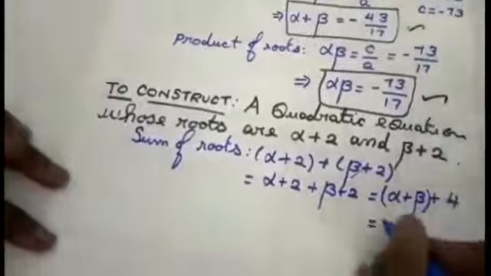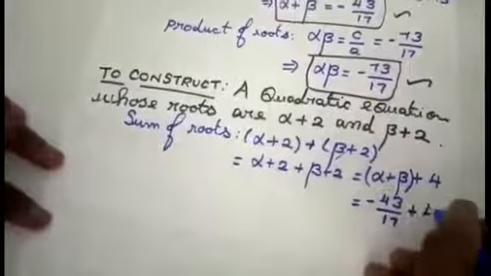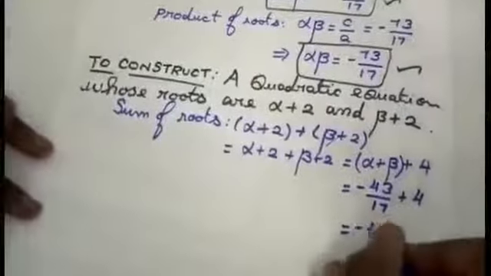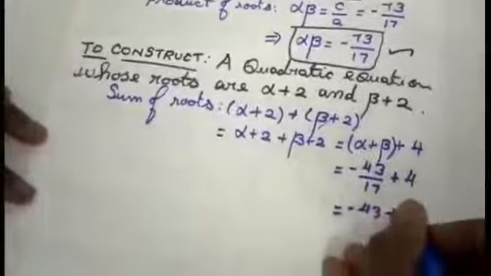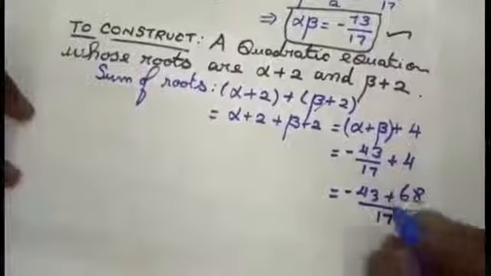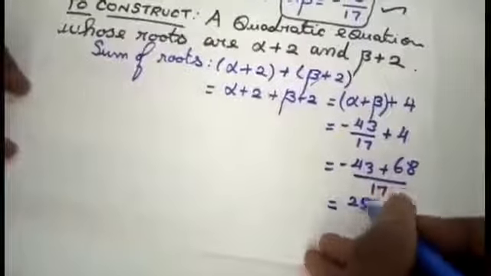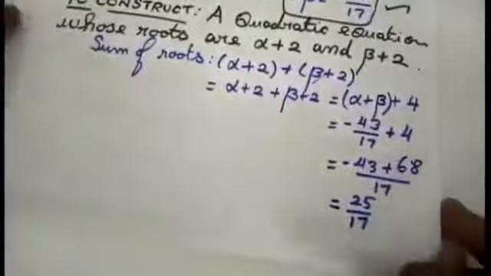That is minus 43 by 17 plus 4. Just simplify the value. Minus 43 plus 68 divided by 17. You will get the answer as 25 by 17, students. So sum of roots, I am getting the value as 25 by 17.